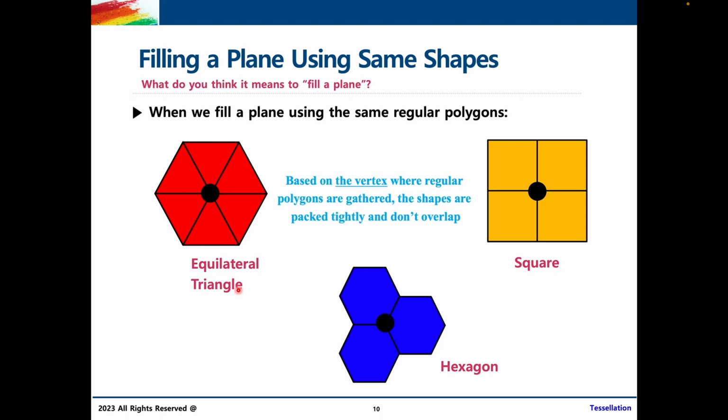First, what's so special about the triangle, square, and hexagon that allows it to fill the plane by repeating its shape? Based on the vertex where the regular polygons are gathered, that's represented by these big black dots in the center, the shapes are packed tightly and they don't overlap.